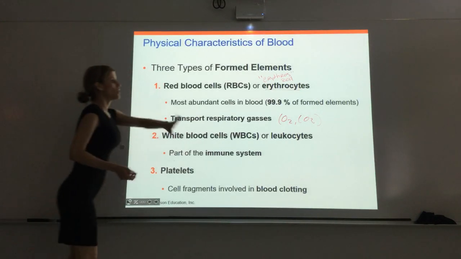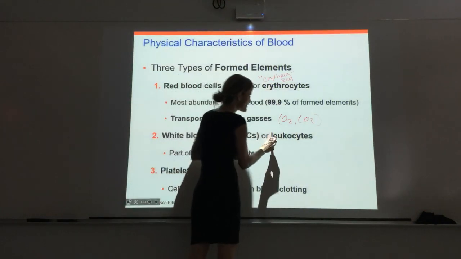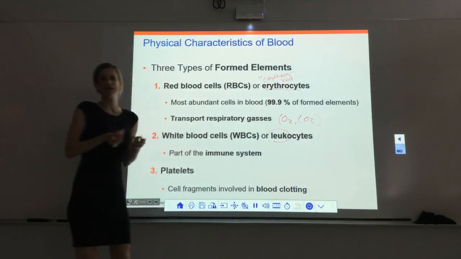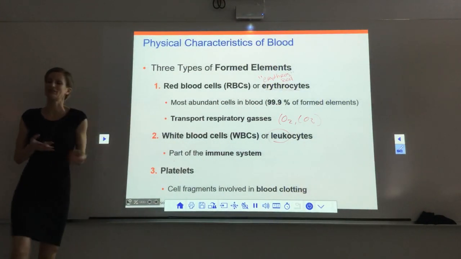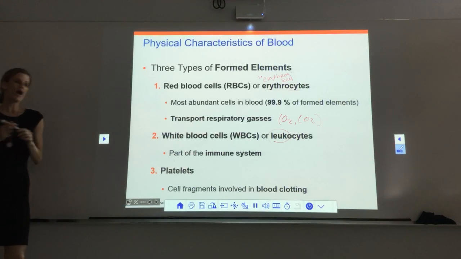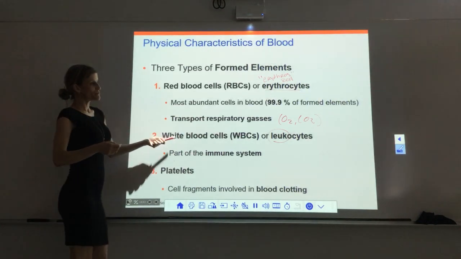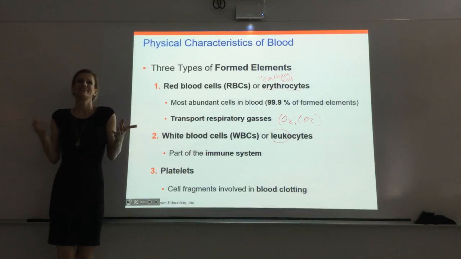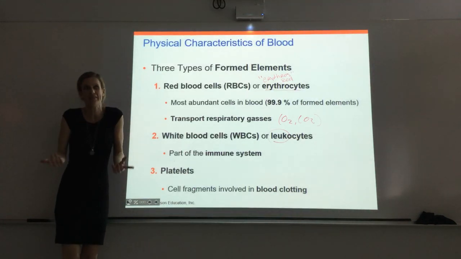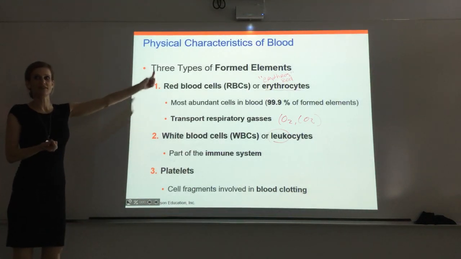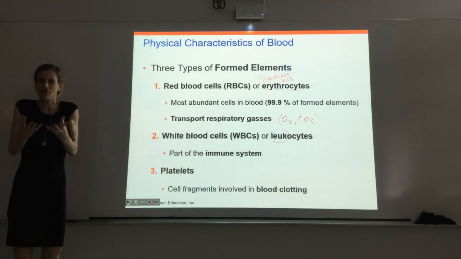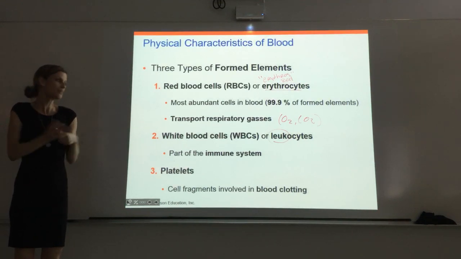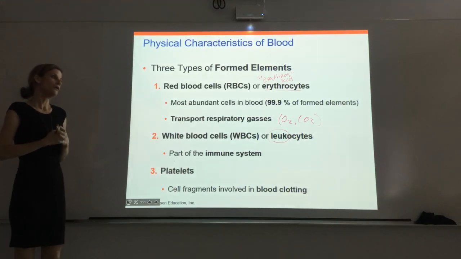White blood cells are called leukocytes. This leuko, or leuke, means white. So again, leukocyte literally means white cell. And we call these white blood cells because they're not red. They're clear unless you stain them. Whereas red blood cells are literally red. They're full of a red pigment, so they appear red. Whereas white blood cells are not.